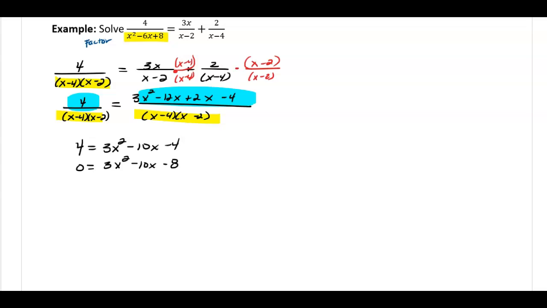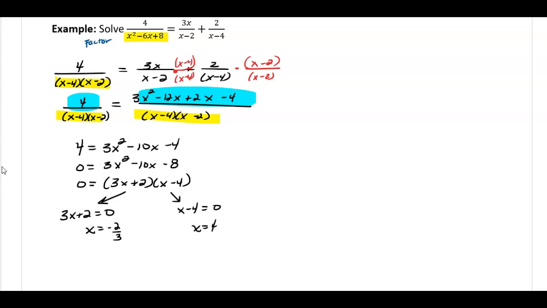Now we're going to factor once again. So 0 equals 3x plus 2, x minus 4. 3x plus 2 equals 0. x minus 4 equals 0. So here we have x equals negative 2/3. Here we get x equals 4.